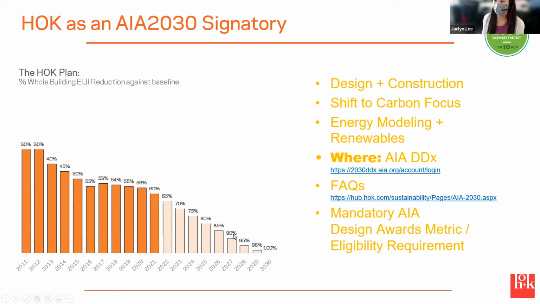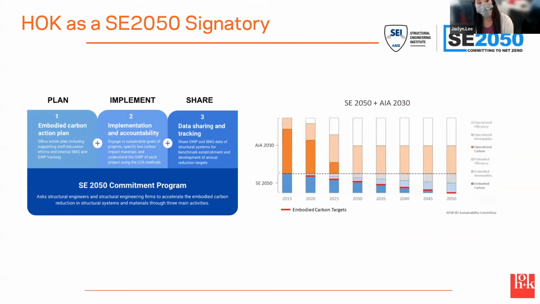So this is kind of our reporting going down. We are looking at energy code advancements and jurisdictional performance ordinances. And we report it through an AIA DDX. One thing is that we are now shifting from energy modeling and renewables to more of a carbon focus. So there is now a part in AIA 2030 where we have to report embodied carbon. And that's kind of where, next slide, the structural engineers come in.